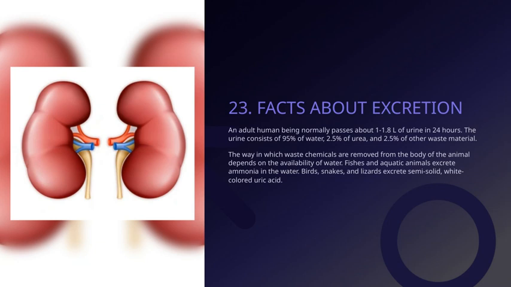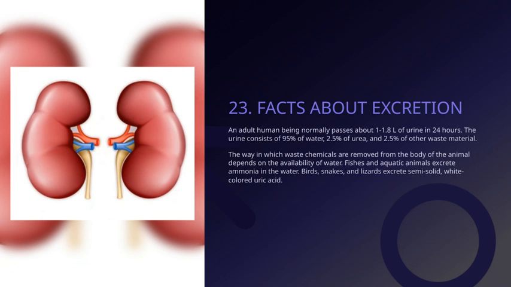An adult human typically passes about 1 to 1.8 liters of urine in a 24-hour period. That's quite a bit of liquid waste our bodies are constantly filtering and removing. The urine itself is mostly water, about 95%, which helps carry away waste. The remaining 5% includes urea, making up around 2.5%, along with other waste materials also at about 2.5%. What's fascinating is how the body's method of removing waste chemicals depends largely on water availability.